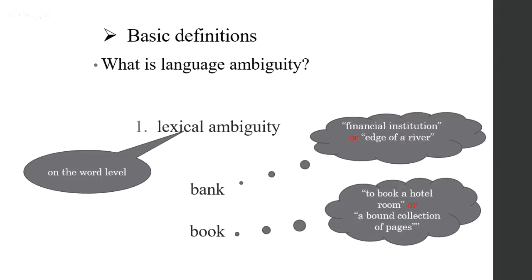So for example, for the lexical ambiguity, when you say in English "bank," what are you referring to? Are you referring to the financial institution, or are you referring to the edge of a river? Or for example, "book." When you say book, do you mean the verb to book a hotel room, or do you mean the physical book, a bound collection of pages?